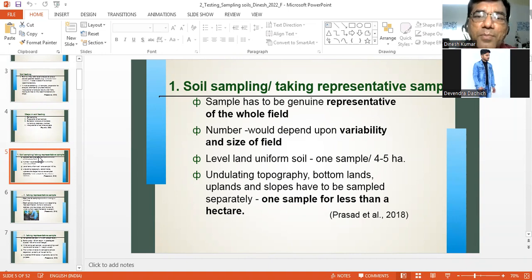Normally, higher the variability, more is the sample number. Level land, uniform soil, 1 sample per 4 to 5 hectare. Only 1 sample is enough for 4 to 5 hectare if your land is uniform and very well leveled. Otherwise, you need to increase the number of samples. Undulating topography, bottomlands, uplands, and slopes have to be sampled separately. If topography is uneven, then from every section you need to collect the soil sample. And normally one sample for less than a hectare area.